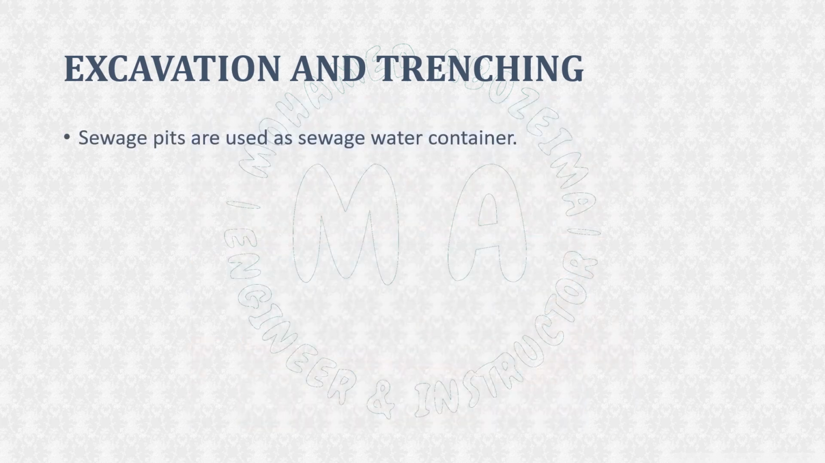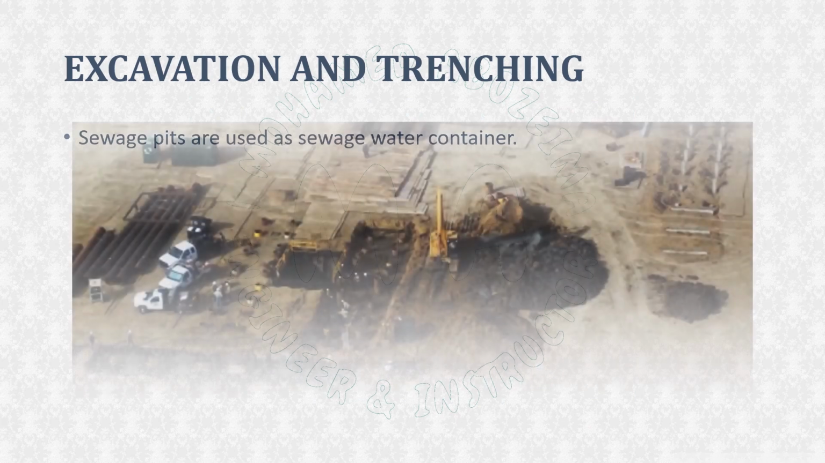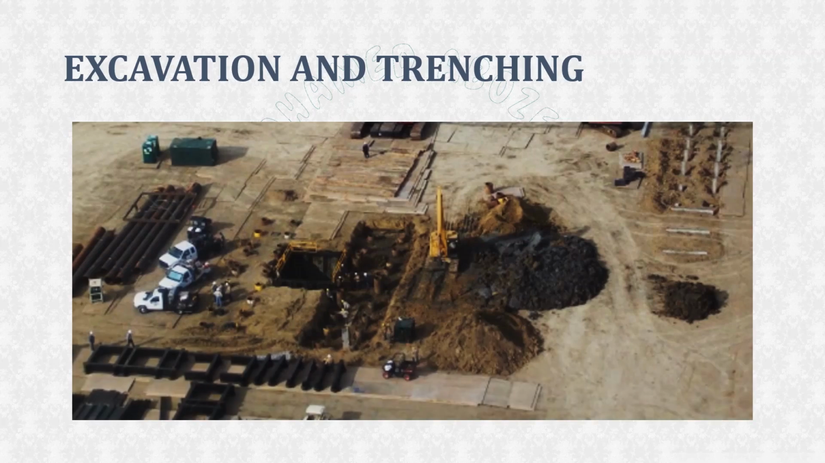Sewage pits are used as a sewage water container. They should be enough distance away from the camps to keep insects and bad odor away from the camp area. The cellar is excavated depending on sub-base design, taking in consideration the filling.